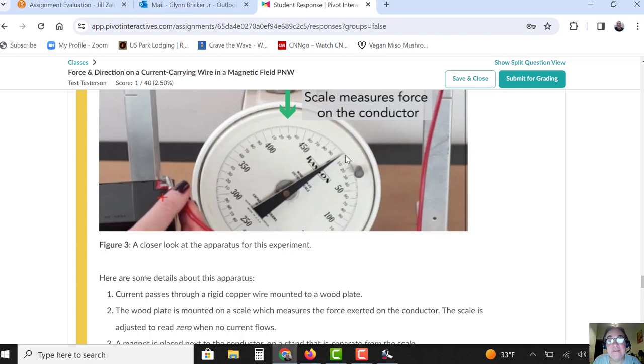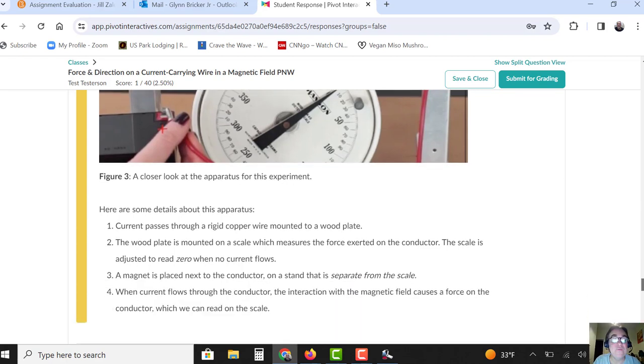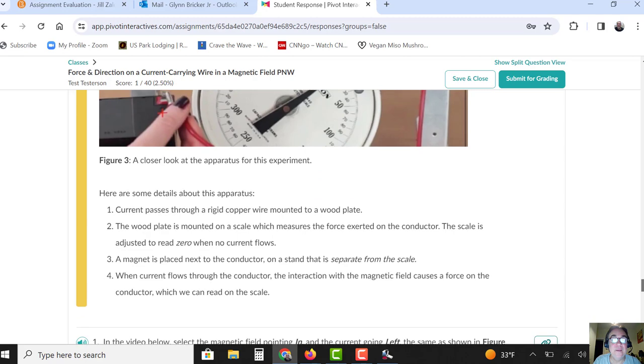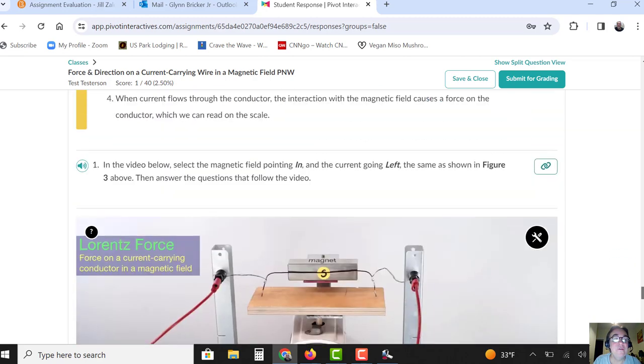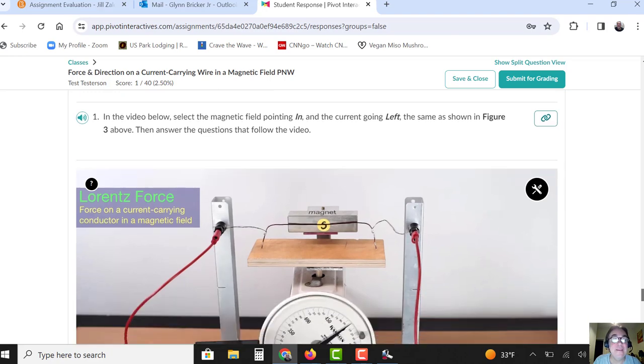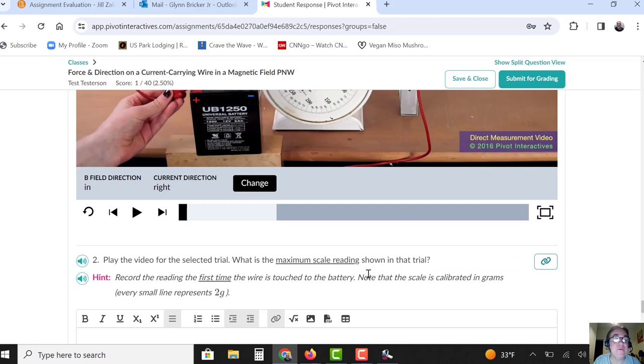Okay, so each of these, like from here to here, is 10, another 10, another 10. So each of these small marks is 2 grams. It talks about that in the lab as well. Okay, very good. So in the video below, select the magnetic field pointing in, the current to the left, and then answer the questions. So same thing, you can change things around here.